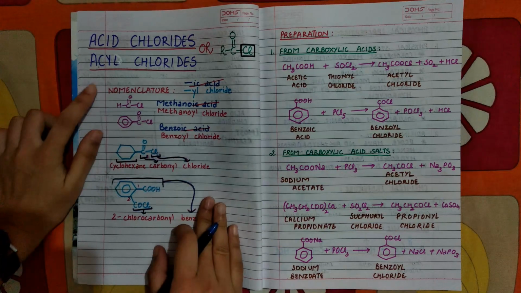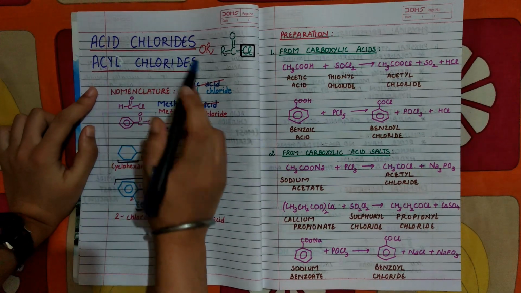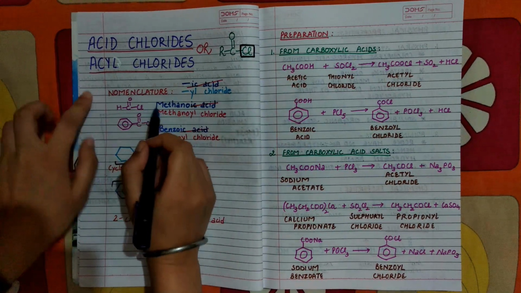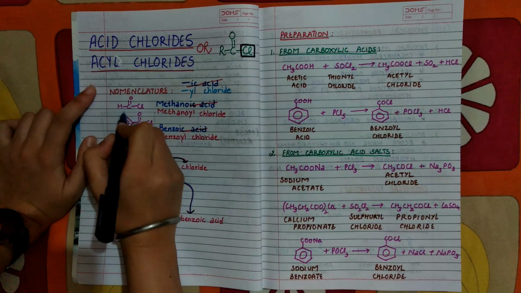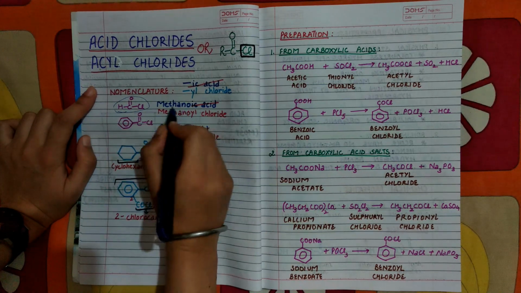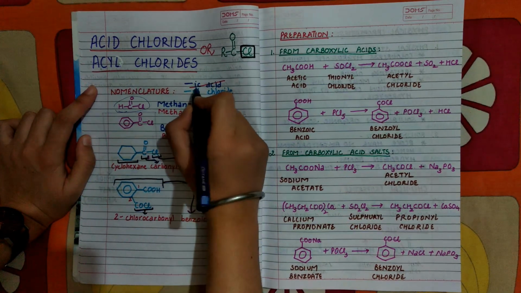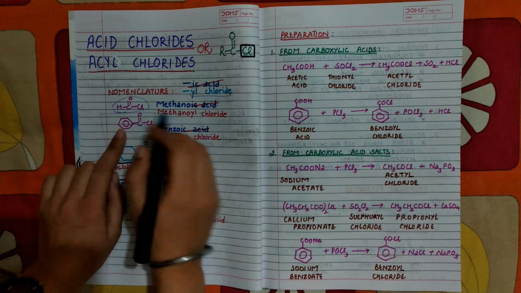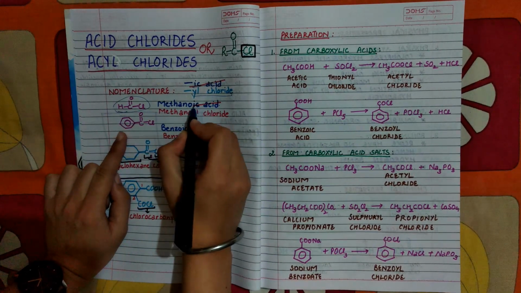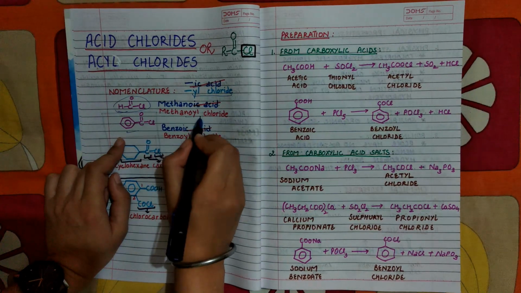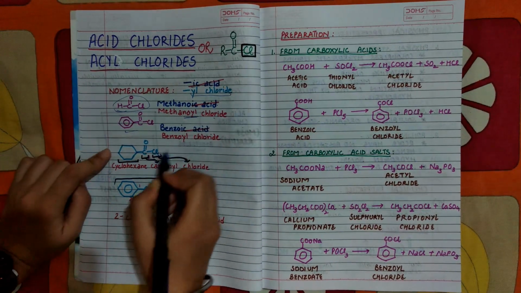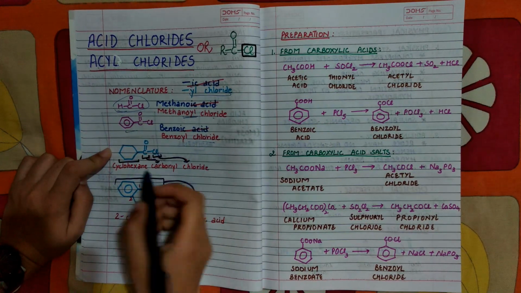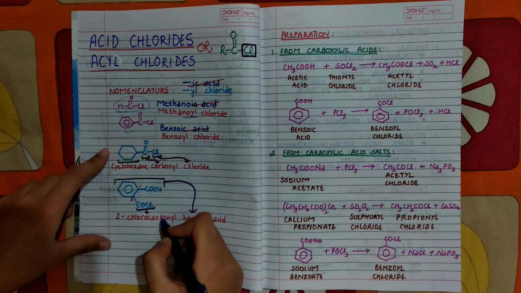Now the first acid derivative is acid chloride, RCOCl. Here OH is replaced by chlorine. Nomenclature: when we have any acid, for example methanoic acid, we just cut "ic acid" and replace it by "yl chloride". For example, methanoic acid becomes methanoyl chloride. Benzoic acid, benzoyl chloride. And two more examples.